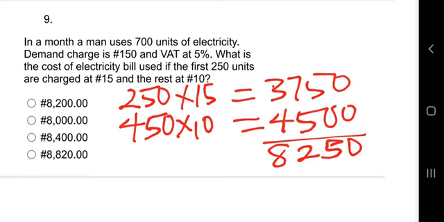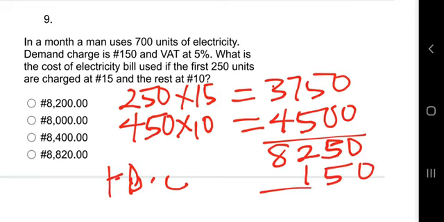Then we add demand charge. So demand charge of 150 naira. So everything will give us 8,400. So that is the cost of electricity bill used for that month, which is option C here. So let's look at the next question and see what we have there.